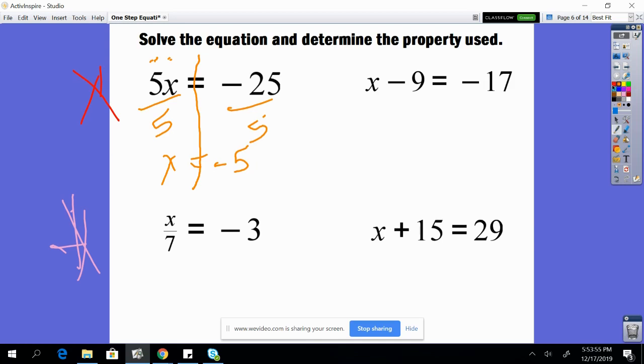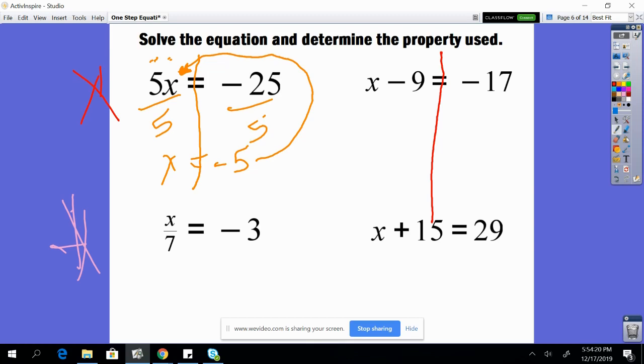Now, Mr. Pavelko, how can we check? I'm going to take this and plug it in for x. Okay, 5 times -5 is -25. Well, that's how you get that. Okay, next one. Write these down. Draw on my line. I should see all these written down on your paper when I come back in.